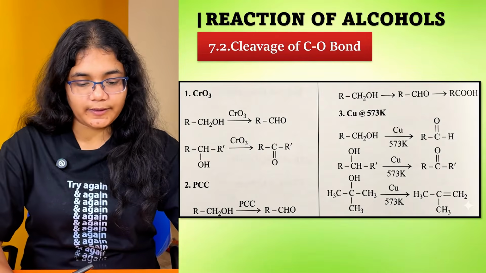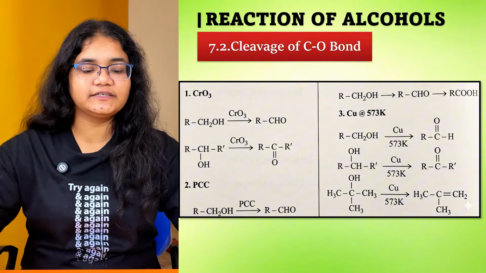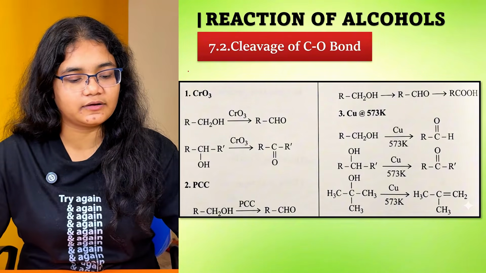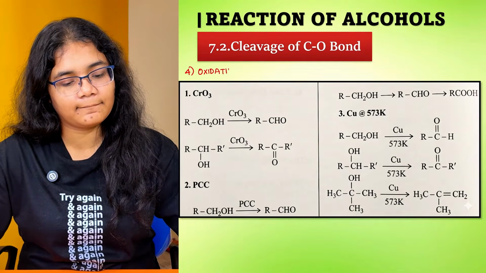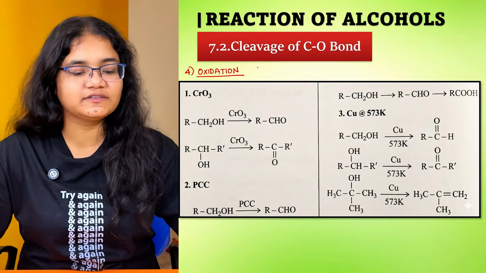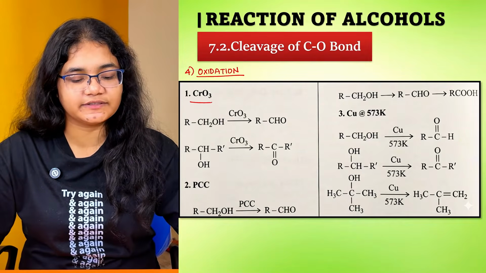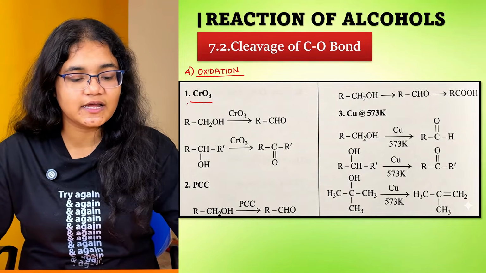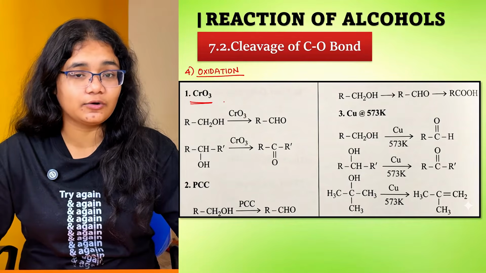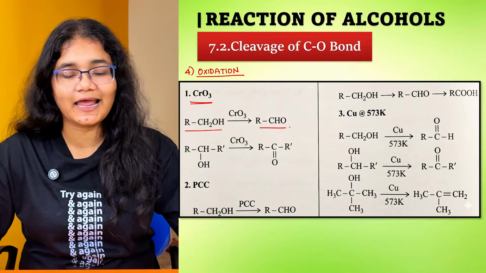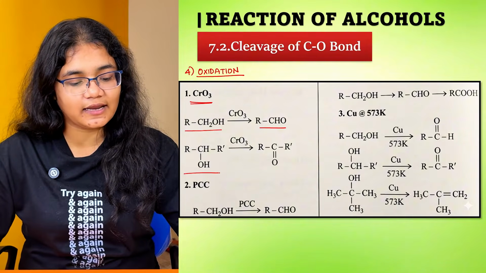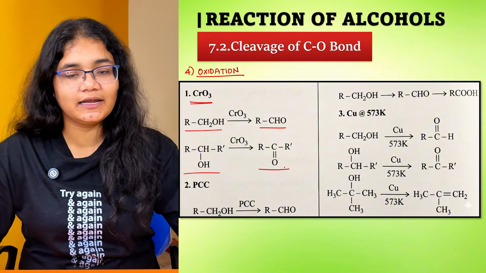Clear? Okay, now we will talk about the oxidation reaction. Oxidation can be done for various purposes, or by using different reagents. The first reagent for oxidation is CrO3. Here, if you have primary alcohol with CrO3, you will get aldehyde, and if you have secondary alcohol, then with CrO3 you will get ketones.